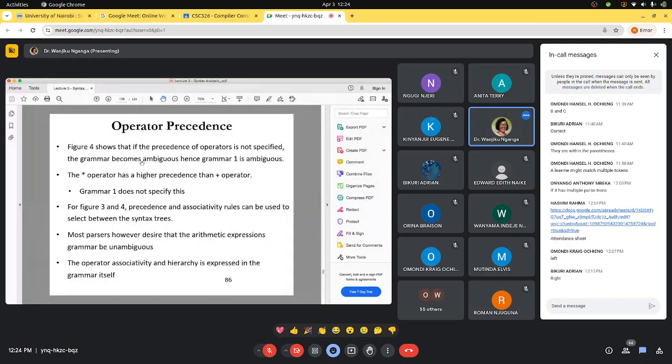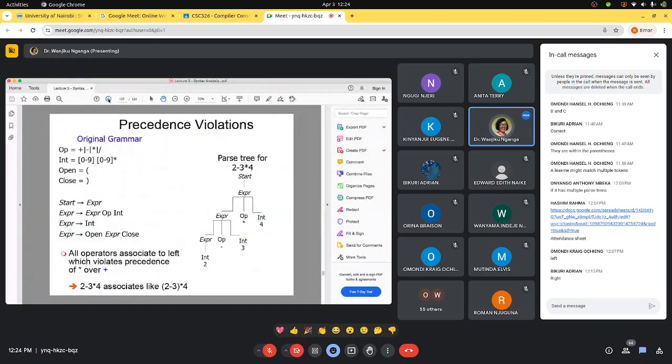Then you now realize that the first thing you have to do is hack your grammar to eliminate all those sources of ambiguity by enforcing the operator precedence and associativity rules. You express them directly in the grammar. So this is an example of how we can hack the grammar to avoid operator precedence violations.